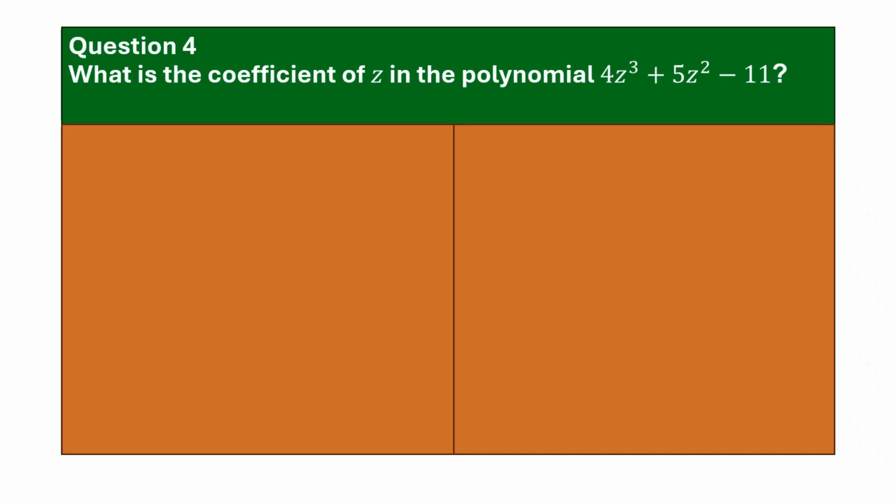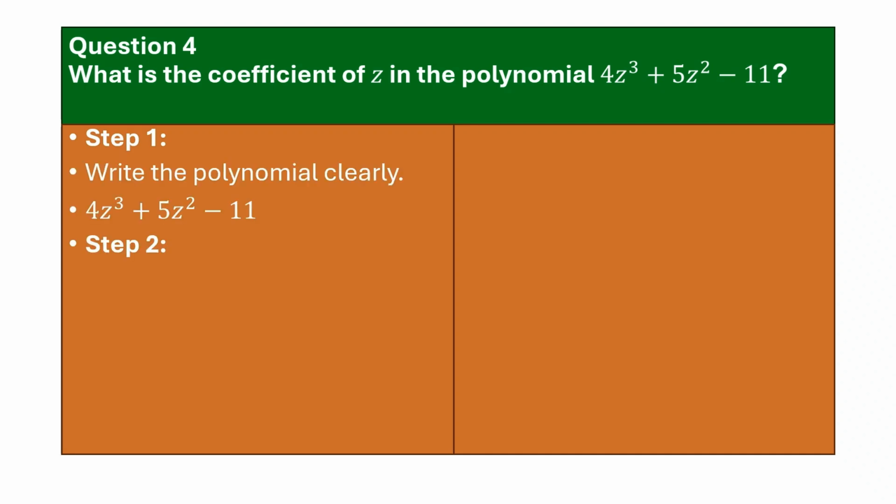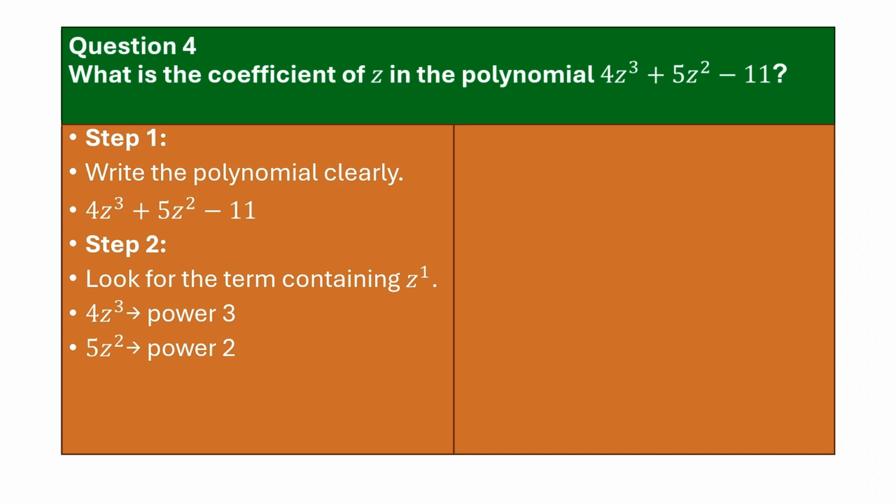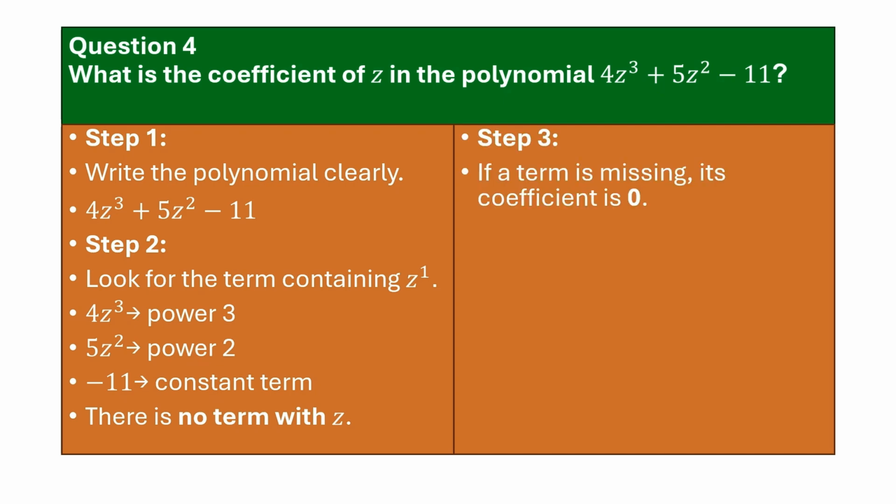Question number 4. What is the coefficient of z in the polynomial 4z cubed plus 5z squared minus 11? Children, you need to write the polynomial clearly first. Look for the term containing z. Here, for 4z cubed the power is 3. For 5z squared the power is 2. And minus 11 is the constant term. So there is no term with z. So what is the coefficient of z here? If the term is missing, that means its coefficient is 0.